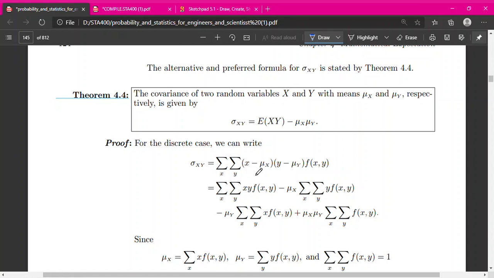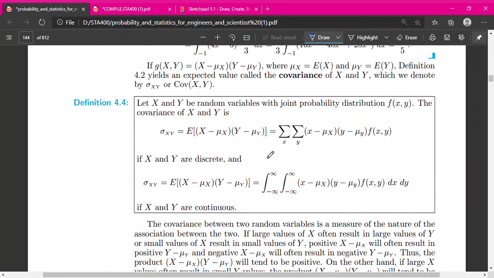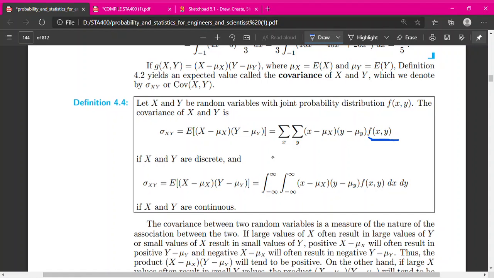Okay, the covariance. Okay, ada dua formula untuk dapatkan covariance. Covariance ni bila kita sebut covariance, bila ada dua random variable. Kita ada X random variable dan juga Y random variable. Kita nak cari covariance between X dan Y. So, kita akan gunakan the joint PDF.